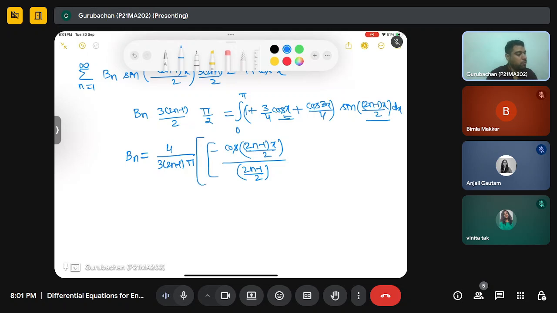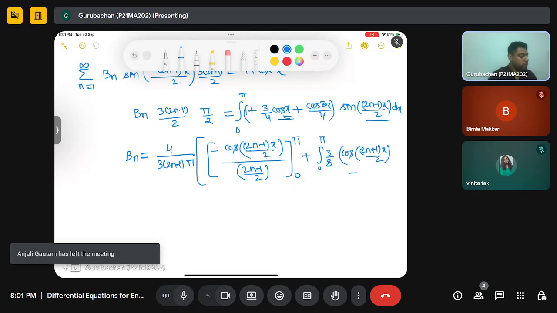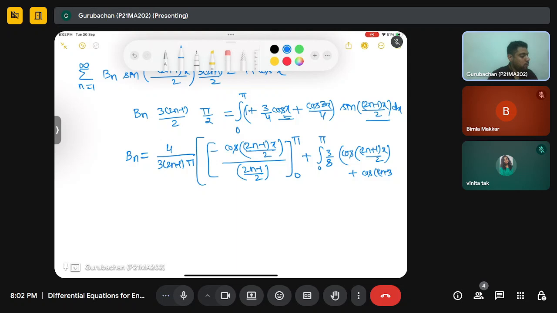This is our whole bracket and this is just this one. Okay, and from here you will integrate it. This will be 0 to pi, 3 by 8 cos, when you will add them, this will be 2n plus 1 x by 2 with positive sign, cos 2n minus 3 x by 2 dx.